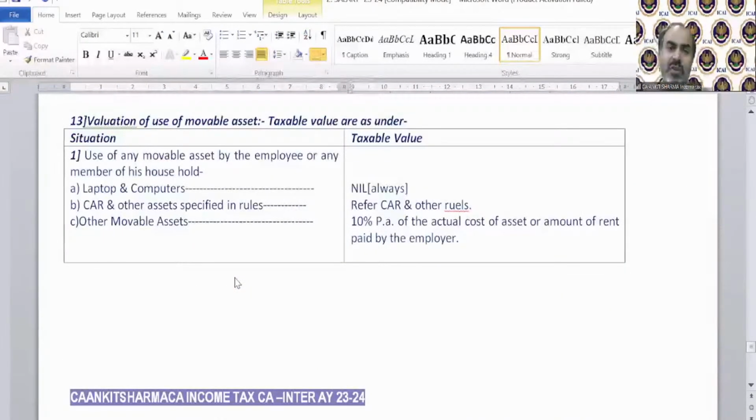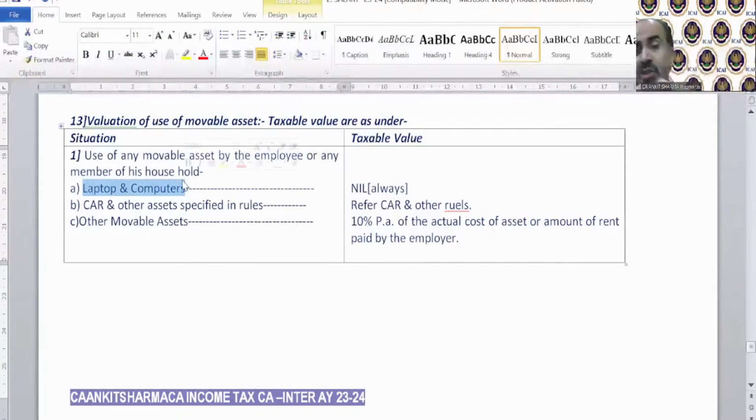Next is valuation of use of movable asset. There is a universal rule. If the employer provides you any of his movable asset, the use of that movable asset will be treated as a perquisite in your hand. There are 3 categories of asset. The first one is if the employer is giving you a laptop and computer, understand he is not selling it.